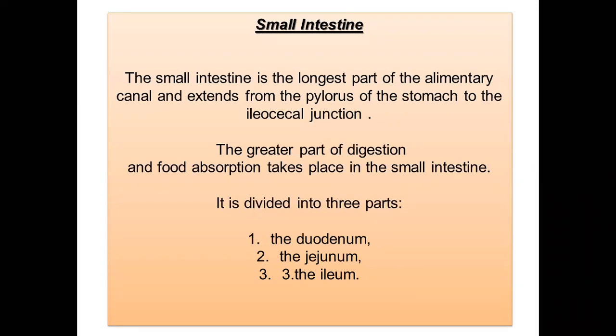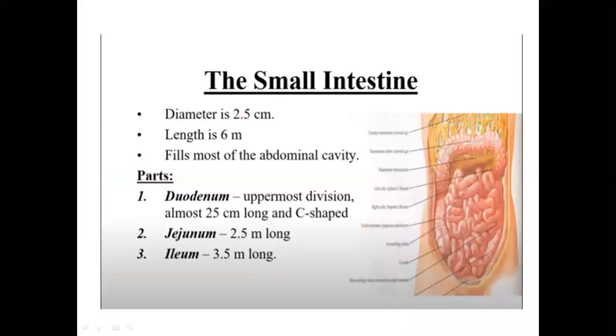Where the ileum ends, the large intestine begins. You can see here the whole of the small intestine. It is 2.5 centimeters in diameter, and its length is 6 meters. It fills almost all of the abdominal cavity. It is divided into three parts, as I already told you: duodenum, jejunum, and ileum.